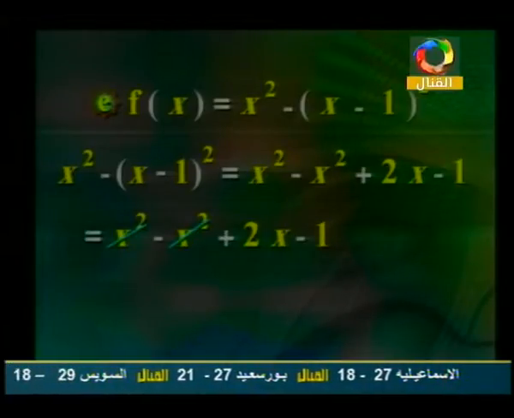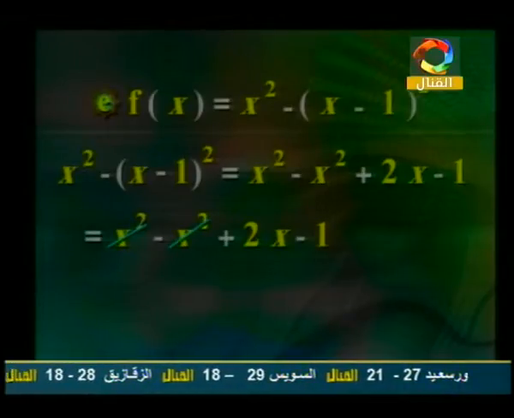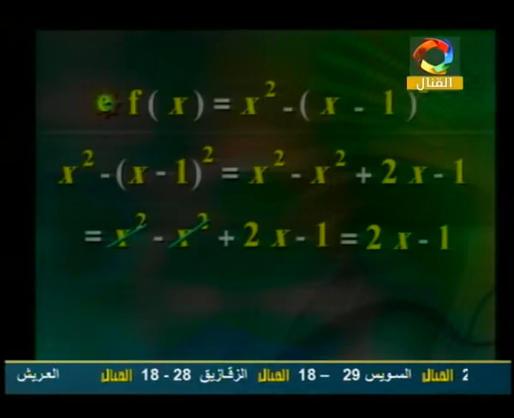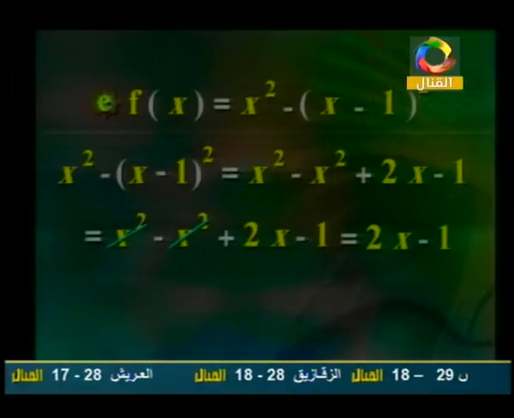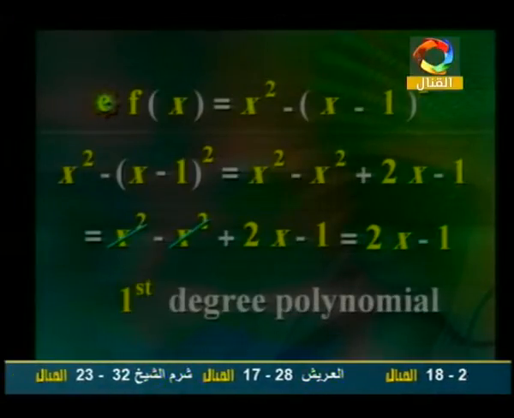What is the highest power of x? 1. Excellent. Then this is the first degree, 2x minus 1. First degree polynomial.